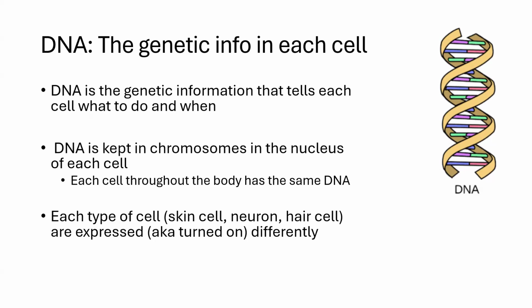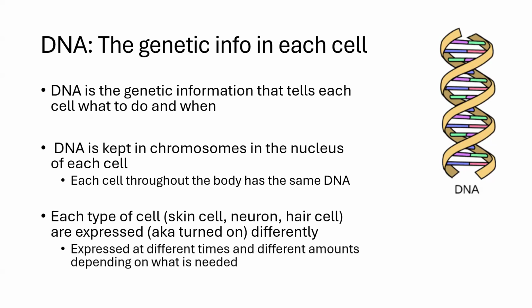And so how does that happen, right? That's what we're going to talk about. And so what really happens, we'll talk about this, is that the DNA specifically is expressed at different times and at different amounts depending on what's needed in the body. You know, some parts of the body need neuron cells, some parts of the body need skin cells. And so we'll talk about how that happens.